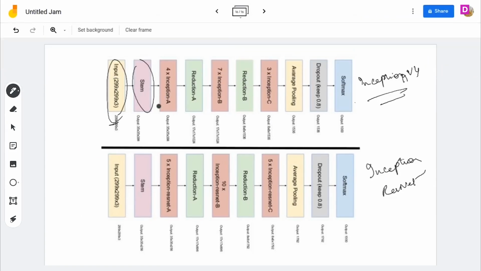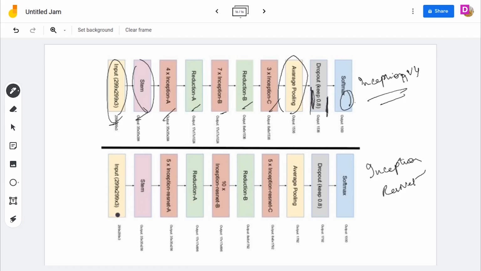So you have the input, followed by the stem part, then Inception module A, reduction A, Inception module B, reduction B, Inception module C. This is followed by an average pooling. Average pooling is basically used to reduce the number of dimensions like pooling, but it also helps in reducing the number of parameters required for training. This is followed by a dropout and final softmax layer. Dropout is kept at 0.8.